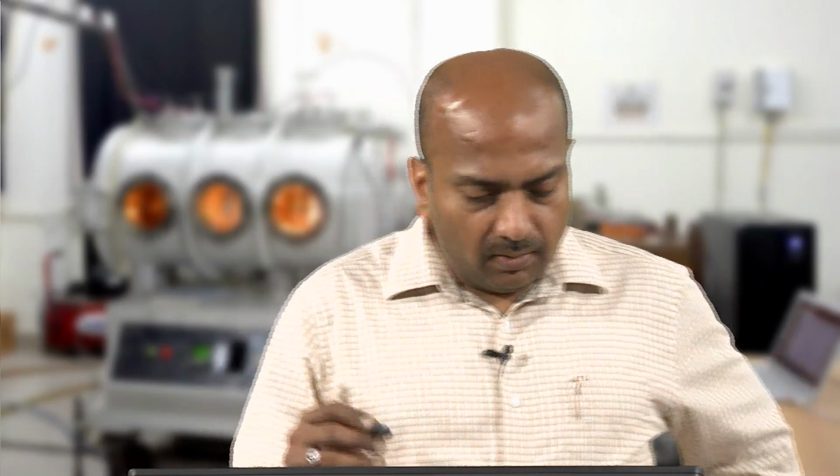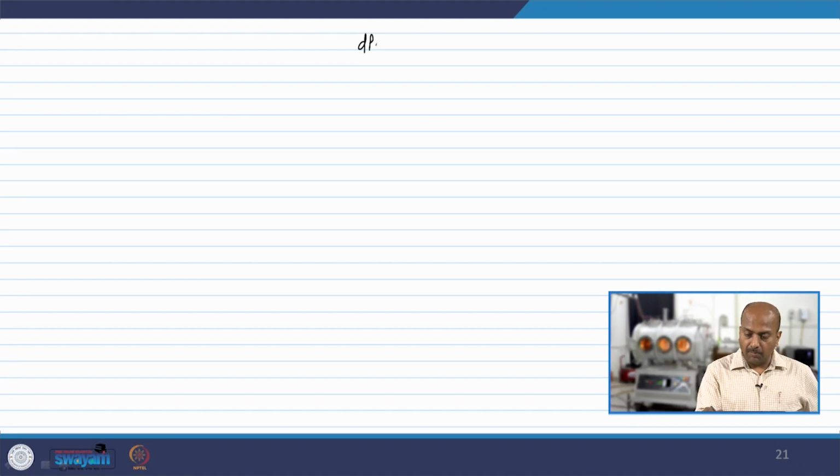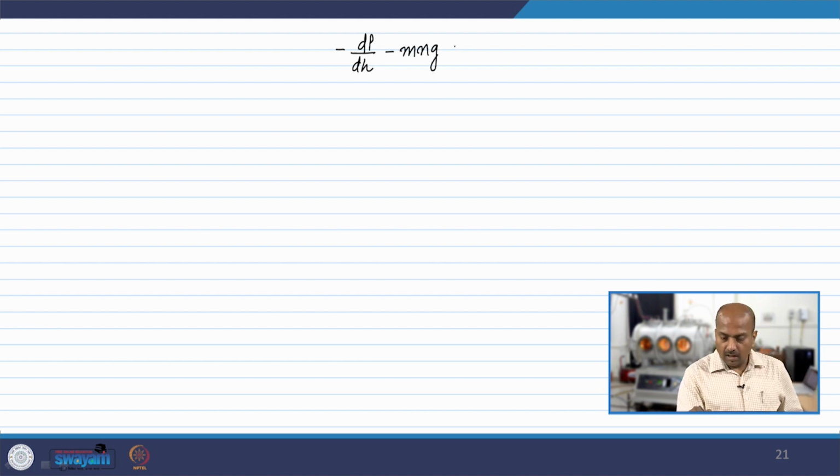So, without involving the electric field, we can write a simple equation indicating the force balance as, let us say, minus dP by dh minus n m g is equal to n m omega w. So, this equation is familiar. We have already written the same equation in the last class. P is the partial pressure.